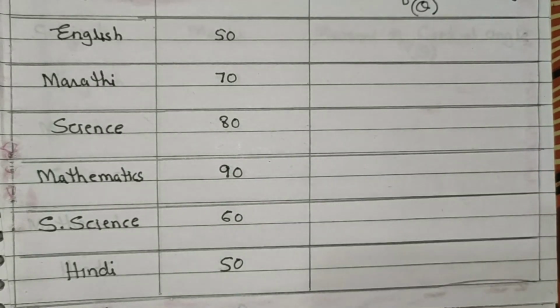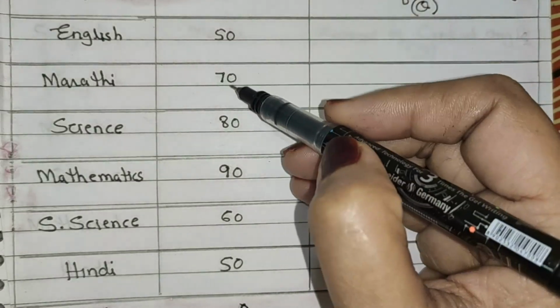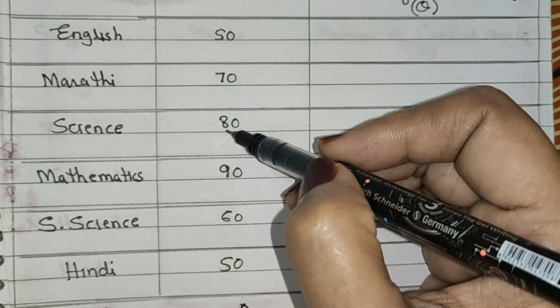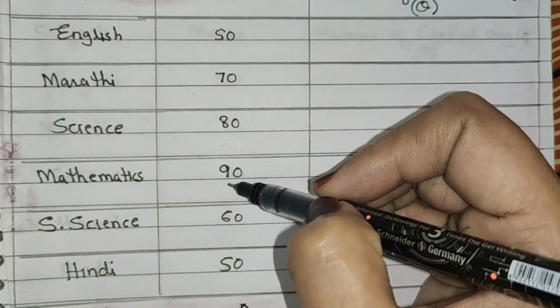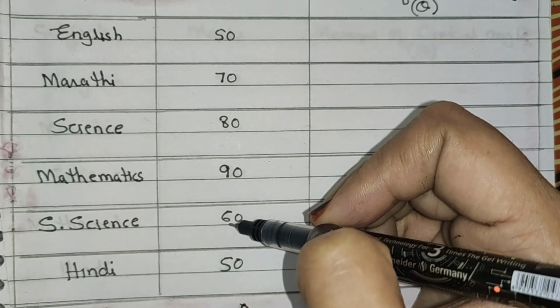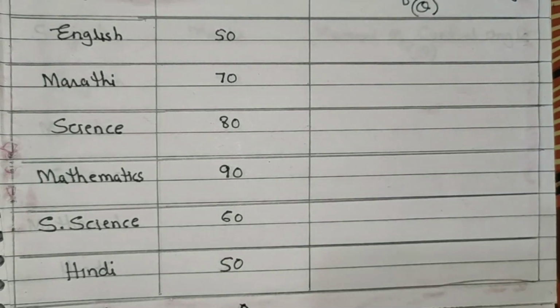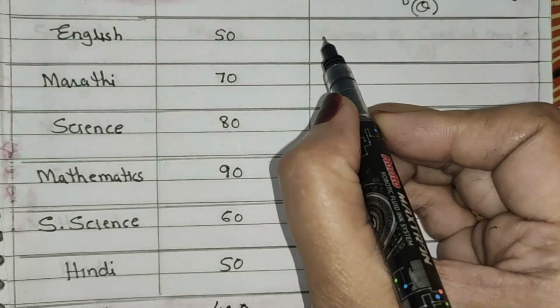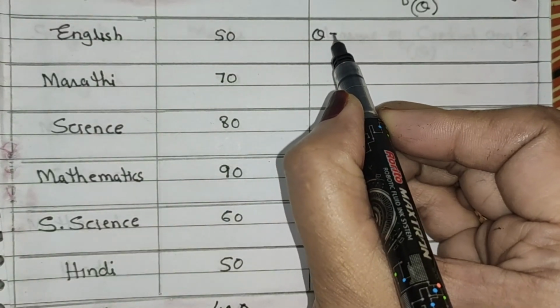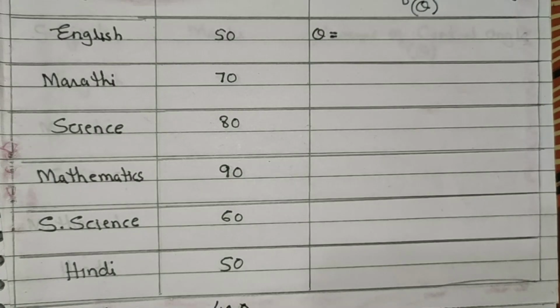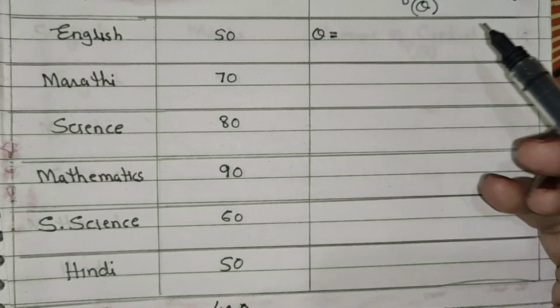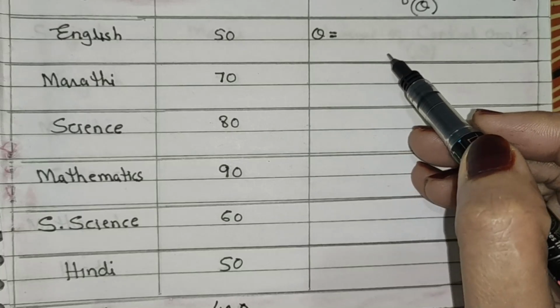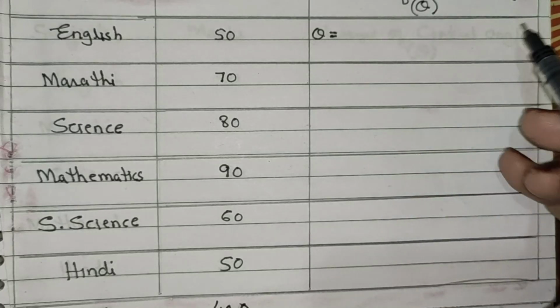Now first find out the total number of scores here. 0, 5 plus 7, 12, 12 plus 8, 20, 20 plus 9, 29, 29 plus 35, 5, 40. Now we get here total which is equal to 40. Now find out the measure of central angle. We know that the formula is number of scores in component upon total number of scores multiplied by 360.